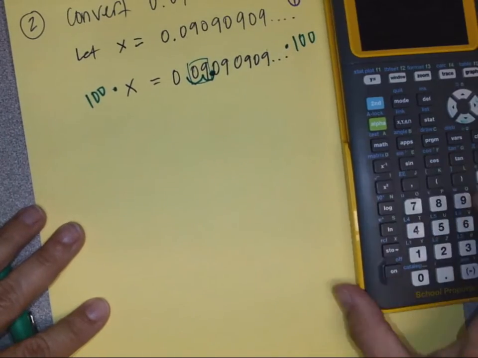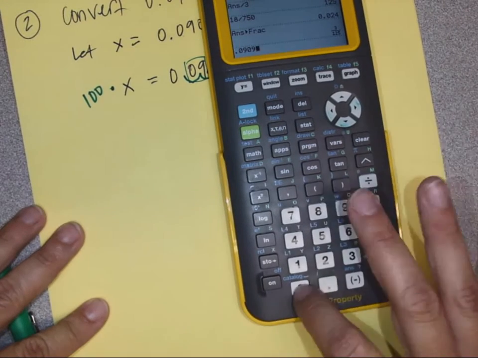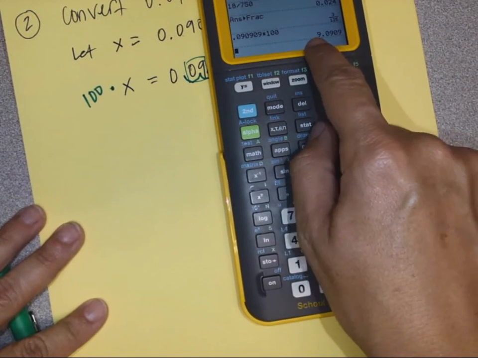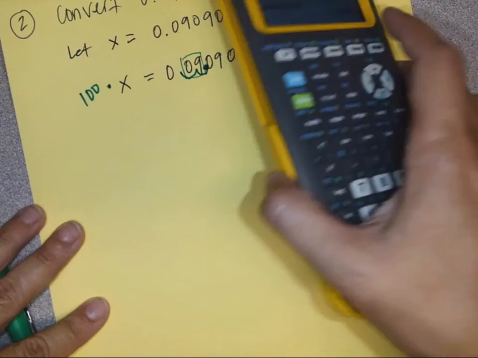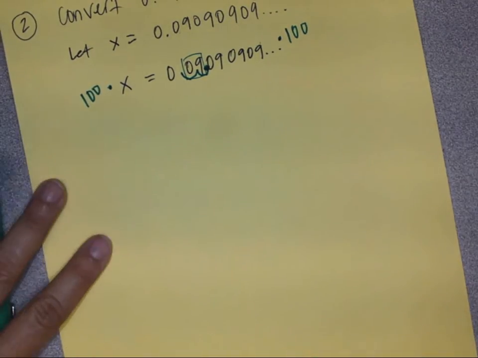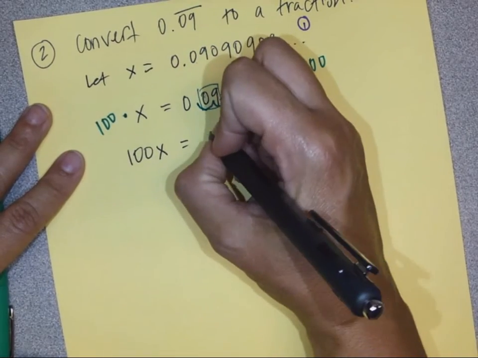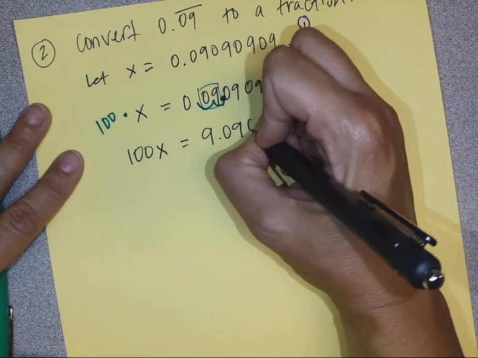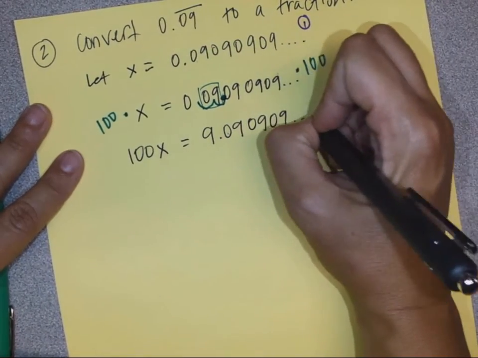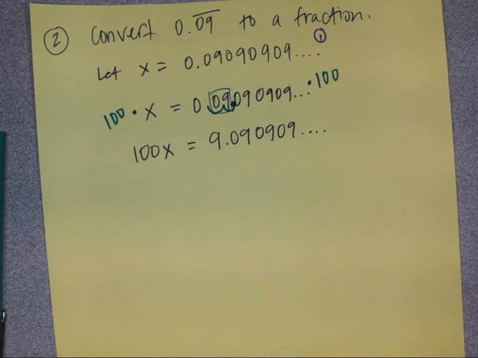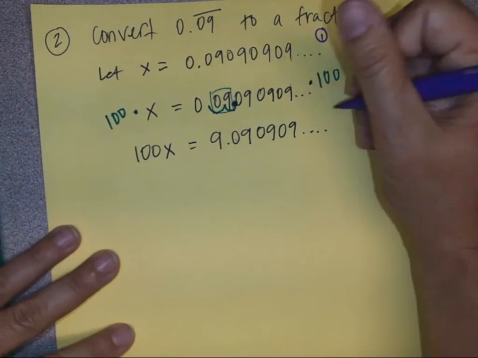Okay, you could also double check this if you wanted to. 090909 times 100 gives you 09.0909. Okay, so my second equation now, equation number 2, is 100x equals 9.090909, so on and so forth. You can put the 0 in front of the 9 if you want to, but you do not have to. That's equation number 2.